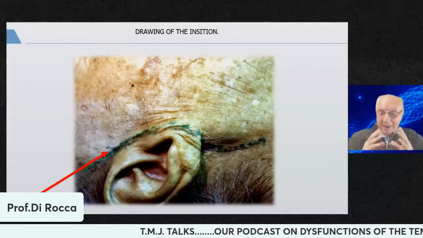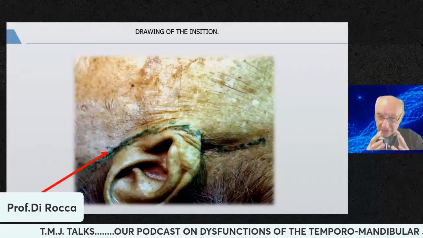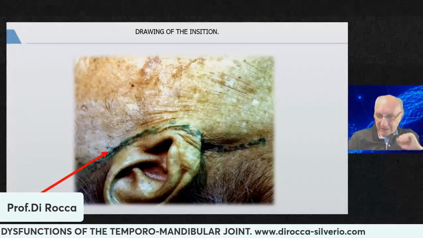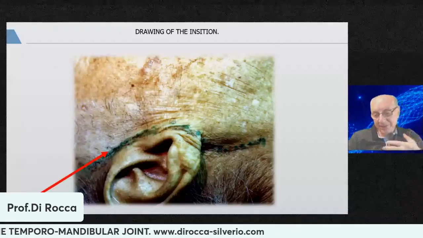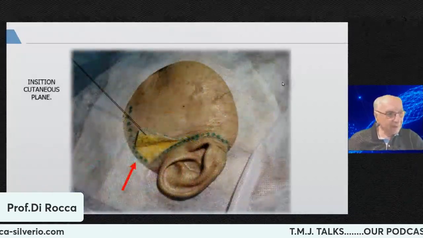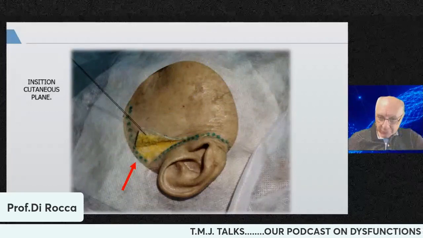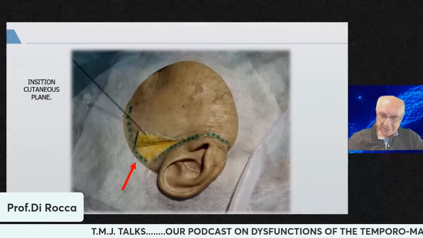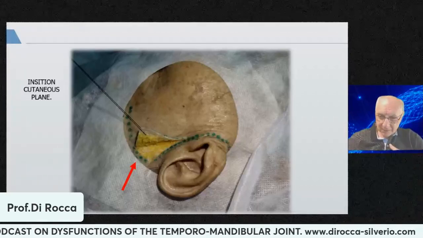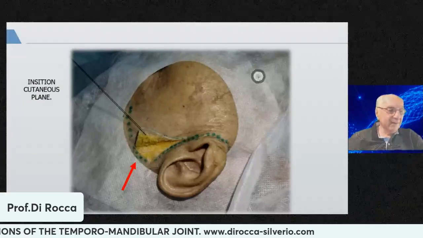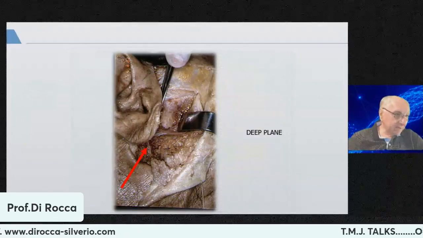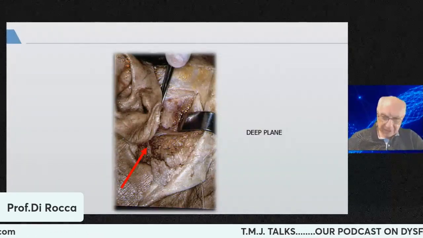Sorry about that. This is a dissection. I will show you. This is a cadaver, and I will show you a dissection. This is a line where a surgeon does the first step of the dissection. All right. And we start to remove the first plane. We call that the cutaneous plane. And then we go inside slowly, and we arrive at the deep plane of the TMJs.